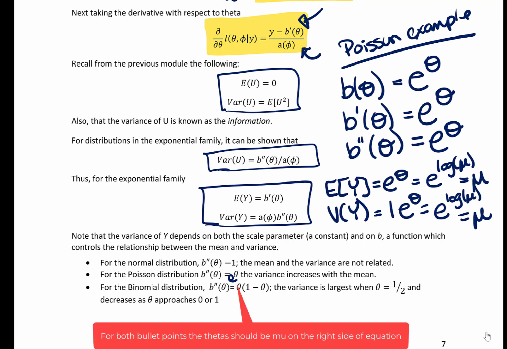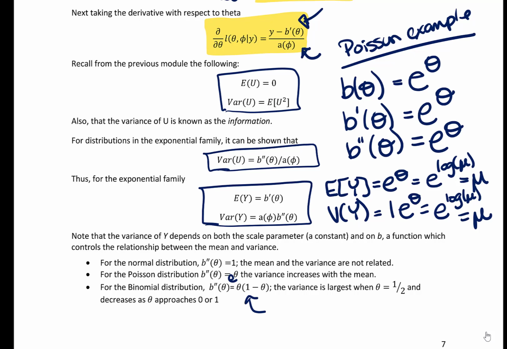And then similar for the binomial distribution, and I'm going to actually fix this right here in your notes, so look for that on the actual printout that you have. The variance is going to be largest when the probability is equal to 1/2, and it decreases as it approaches 0 or 1.